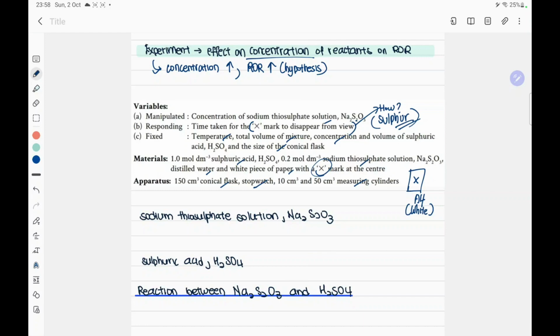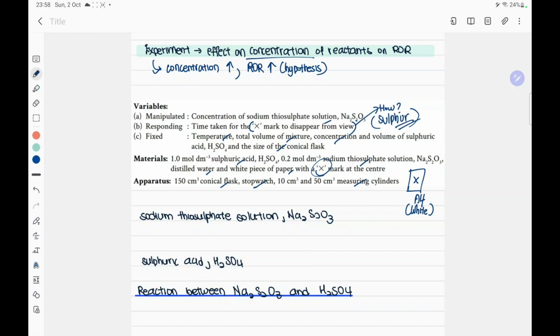We have to understand the materials, we have to understand how it is happening so that we can form our hypothesis and come up with a conclusion, and our experiment can run pretty smoothly if we know all of this. So first of all, we have to get to know the chemicals first.